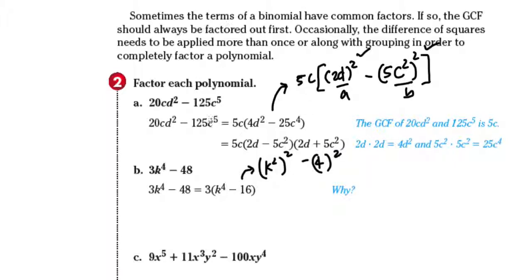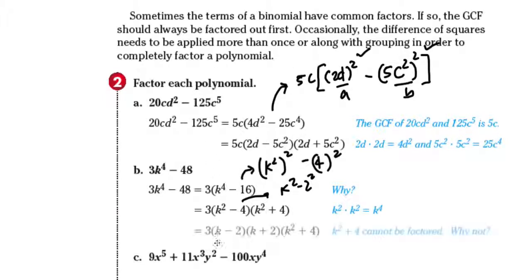Okay, so from there we factor it to become 3 times k squared minus 4, times k squared plus 4. Okay, but it doesn't stop there because we still have a difference of squares. K squared minus 4 is a difference of squares, right? Because this is k squared minus 2 squared. So that's still a difference of squares, so we still factor it. So now we have 3 times k minus 2 times k plus 2 times the quantity k squared plus 4. Now, big misconception, there is no such thing as a sum of squares. So k squared plus 4 cannot be factored, so that's it.